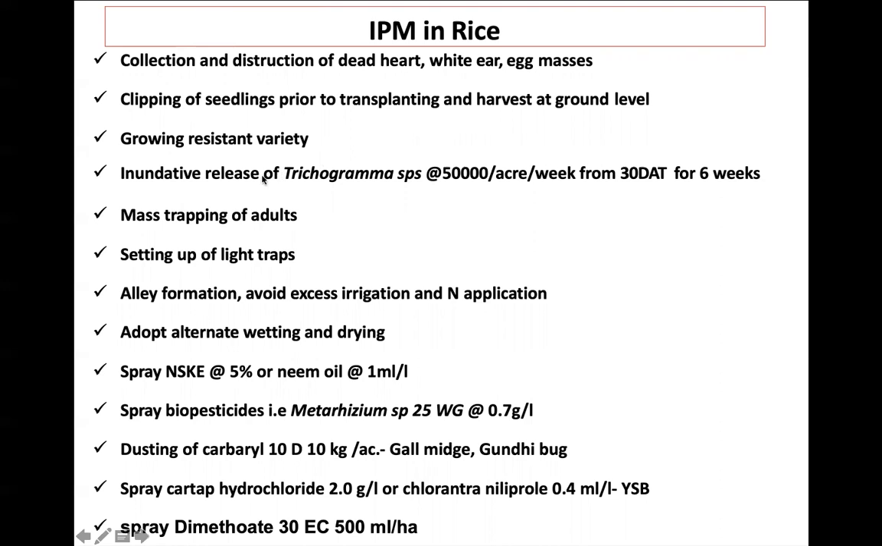Then growing resistant varieties and release of Trichogramma species, mass trapping of adults, and then setting of light traps. Formation of alleys gives protection against BPH, like leaving a small space between two bunds or two crop fields of rice. And then avoid excess irrigation and nitrogen, because these promote luxurious growth, and luxuriously growing plants attract sucking insects. Then adopt alternate drying and wetting. This is a typical practice which provides control against BPH.